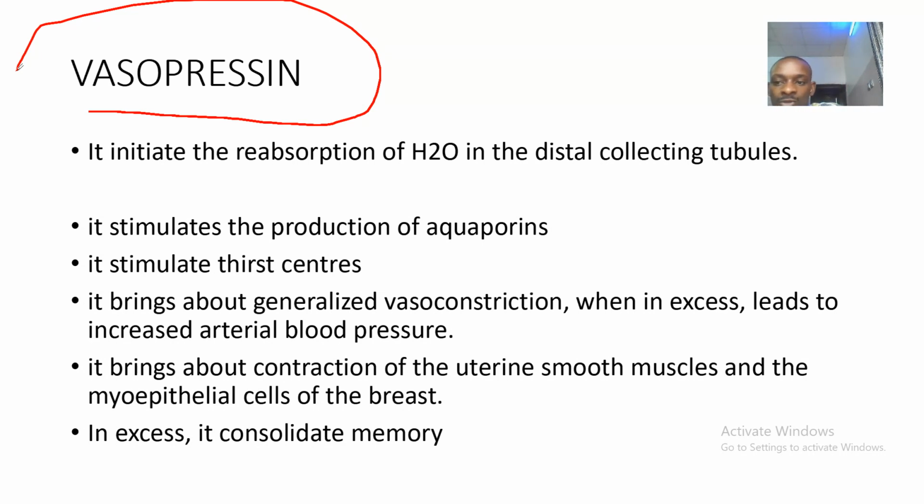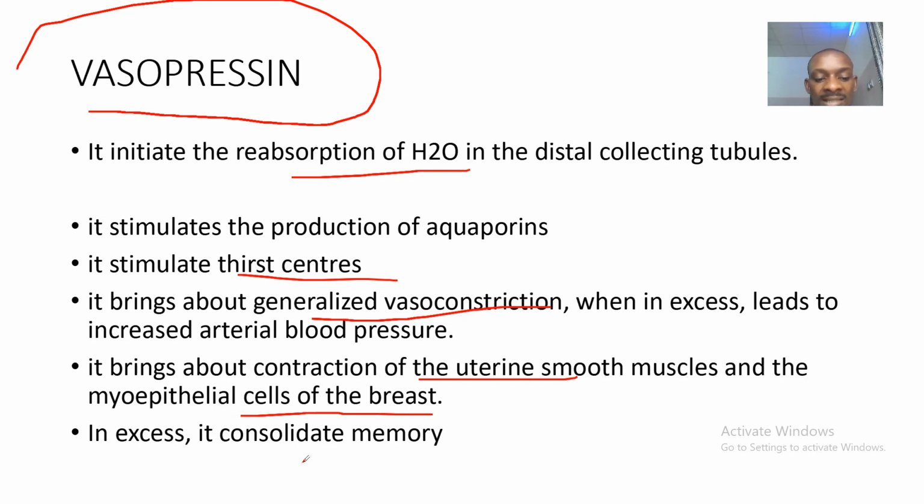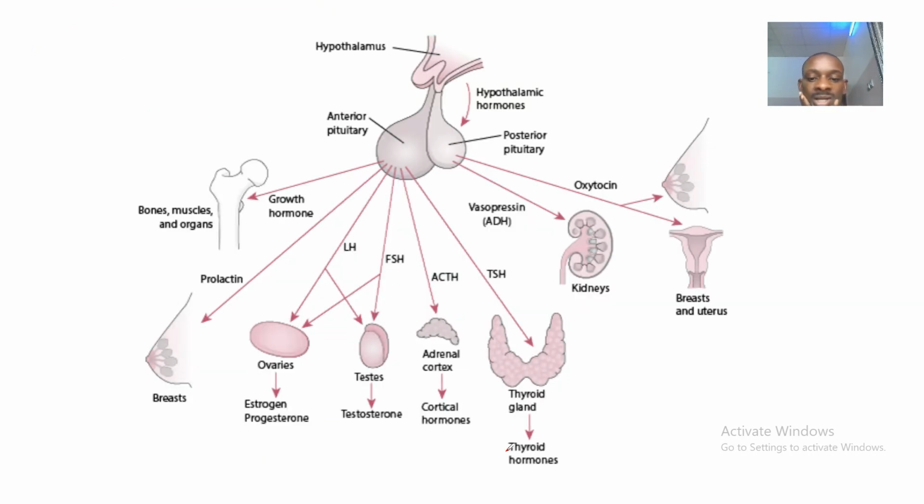Let's talk about vasopressin. We said that it initiates the reabsorption of water in the distal convoluted tubules, right? It stimulates the production of aquaporins. It stimulates thirst centers. It brings about generalized vasoconstriction. When in excess, it leads to increased arterial blood pressure. It brings about contraction of the uterine smooth muscles and the myoepithelial cells of the breast. In excess, it consolidates what? Memory. Okay, that's vasopressin for you.